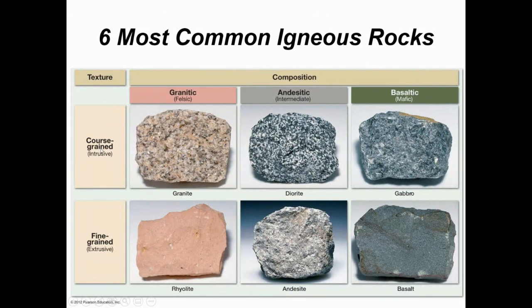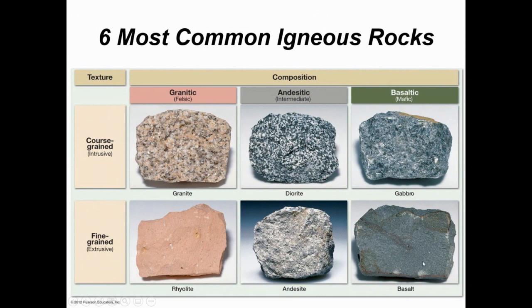For the rows, we have coarse grained and fine grained. So remember, intrusive versus extrusive. Notice the large shaped crystals in all of these intrusive rocks: granite, diorite, gabbro. And then the fine-grained or extrusive varieties that formed at the surface: rhyolite, andesite, and basalt.